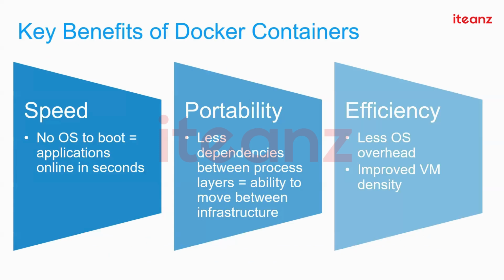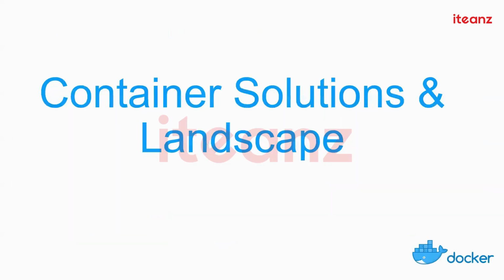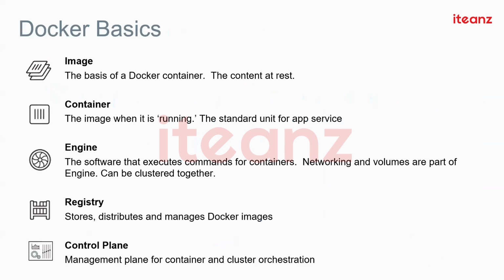And then the key benefits of Docker containers are speed, portability, and accessibility. And these are the Docker basics. The basics of Docker: image and container. Images are the heart of Docker containers. Whatever is in your image will get installed in the Docker container. Okay, then the rest is the same. And container is whenever the image is running, standard uniform app services.